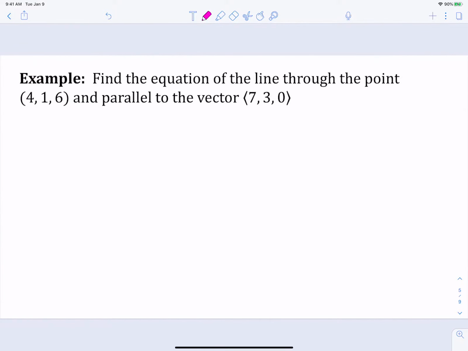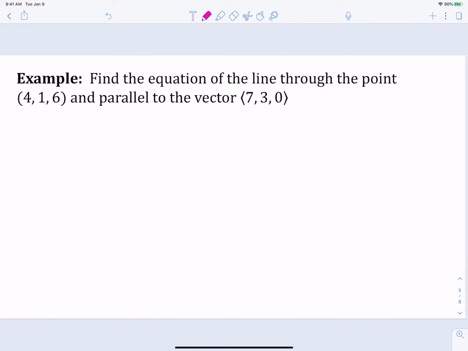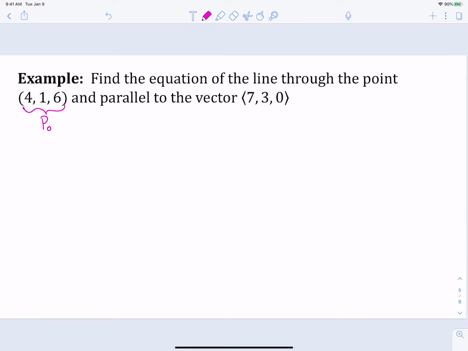So our example is find the equation of a line through the point 4, 1, 6 and parallel to the vector 7, 3, 0. So this point right here, that's our p sub 0. That's that initial point, sort of that starting point that we're going to use to get to other points on our line. And then this is our direction vector telling us what way to go from that initial point. So the vector equation of our line, our variable vector x, y, z, is equal to our point turned into a position vector plus that scalar variable times our direction vector. And that's it. That is the equation of that line.